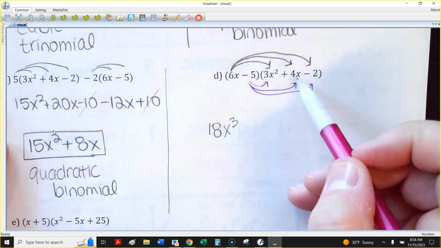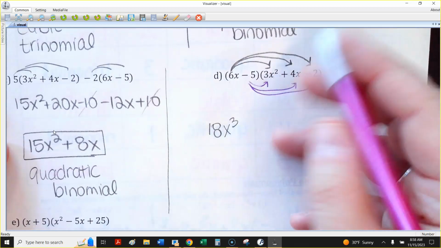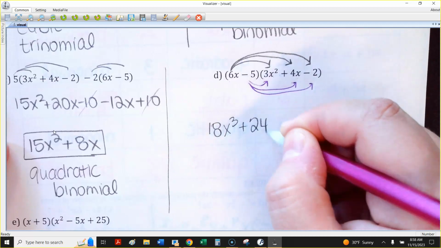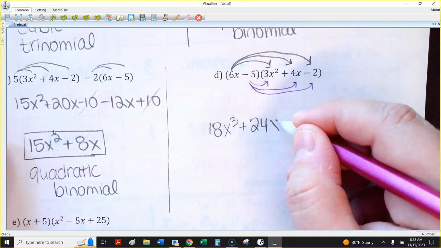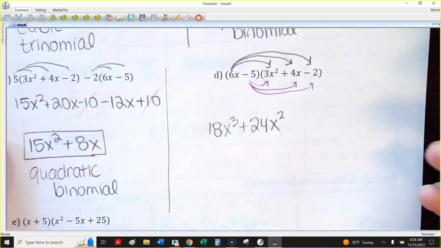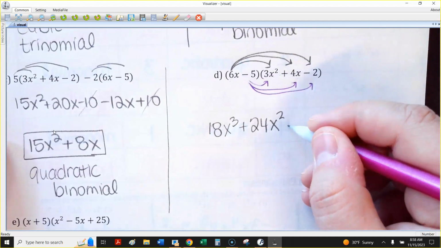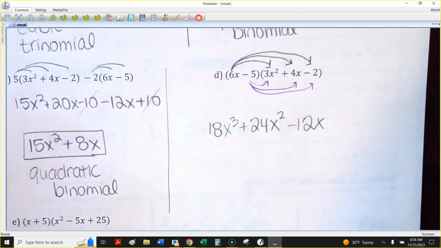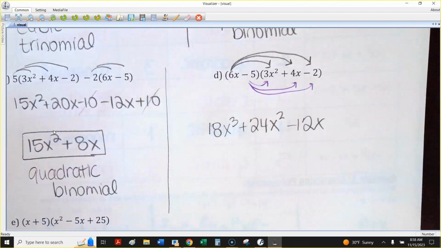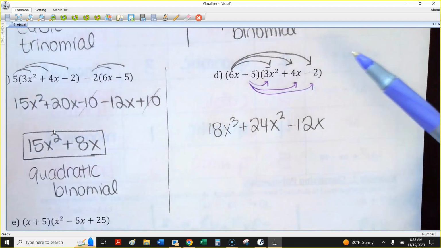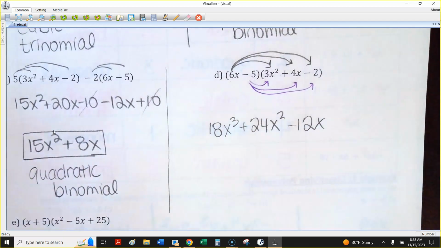6x times 4x, 6 times 4 is 24. X times x, 1 and 1 will give me x squared. And then 6x times -2 would just be -12x. Now, I think I told you guys this a little earlier in the year, but a teacher showed this to me a long time ago, and I thought this made it so much easier because you get so many terms here.